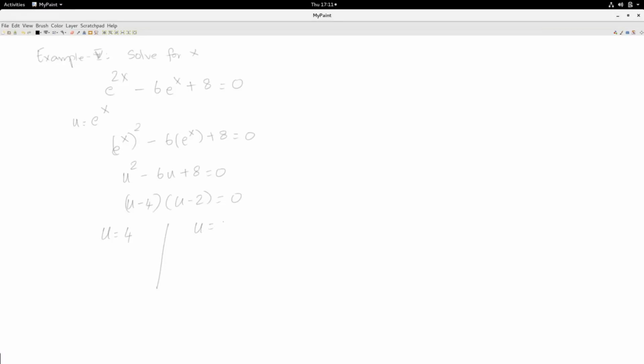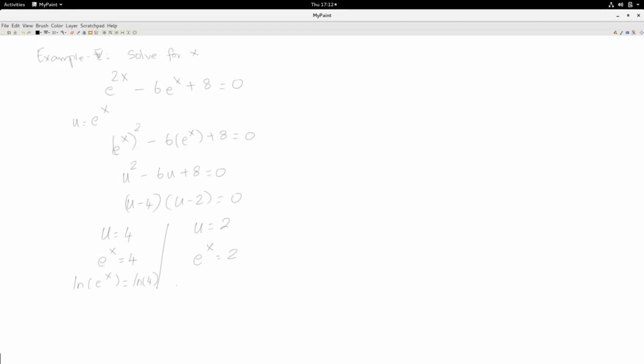But we're not looking for a solution for u, we're looking for a solution for x. So we've got to replace u by e raised to x. So we get e raised to x equals 4 and e raised to x equals 2. Now those are exponential equations. So I see e, so I've got to take natural logarithm on both sides.